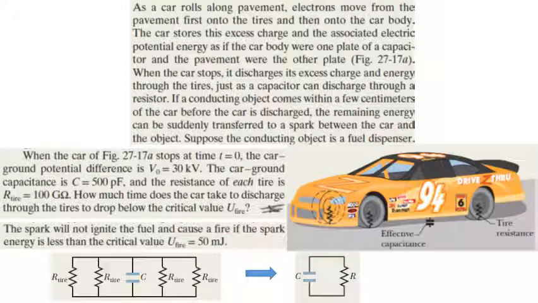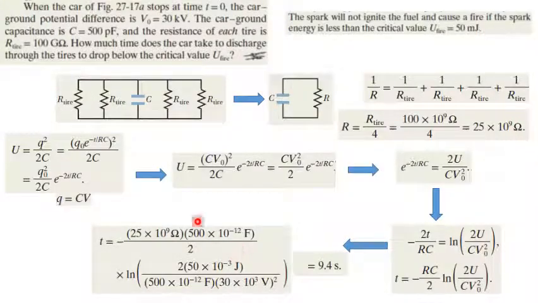value of this U. Okay, let us do this. The spark will not ignite the fuel and cause fire if the spark energy is less than U, 50 millijoule. This is our target.